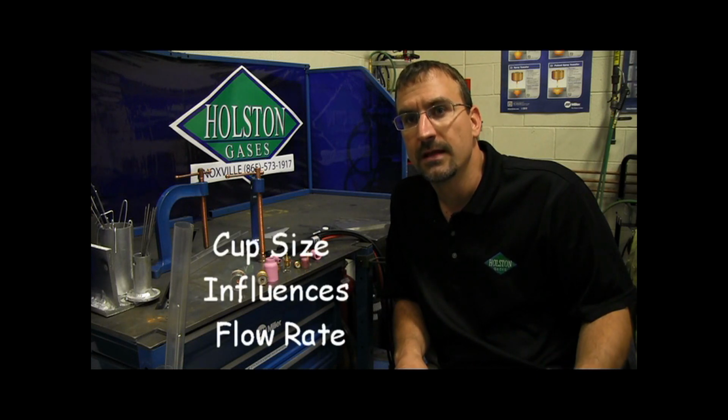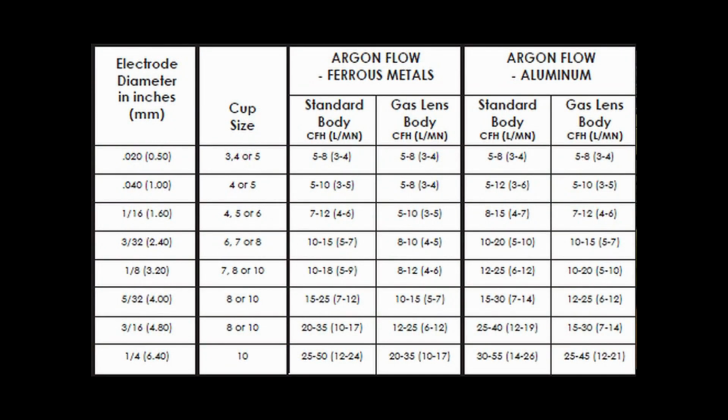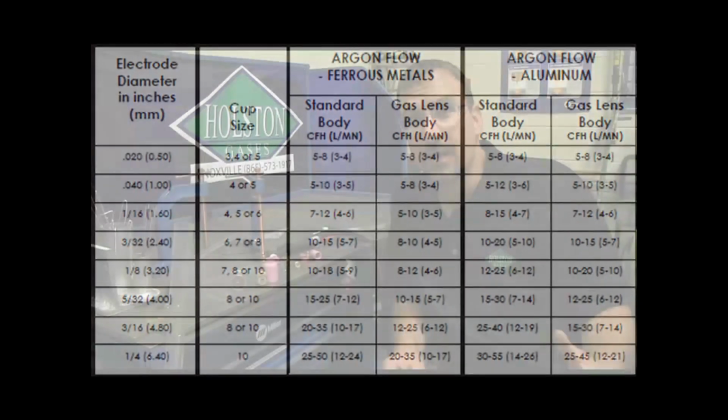So let's start talking about flow rates. There are several different flow rates for several different types of cup sizes. The cup size largely influences where to set the flow rate. There are many charts out there available from different manufacturers, whether it's the machine manufacturer or the consumable manufacturer, but nonetheless there's a lot of good information as to where to get a good starting point for your gas flow rate and cup size.